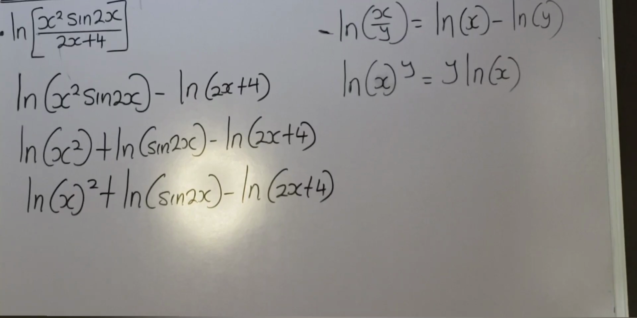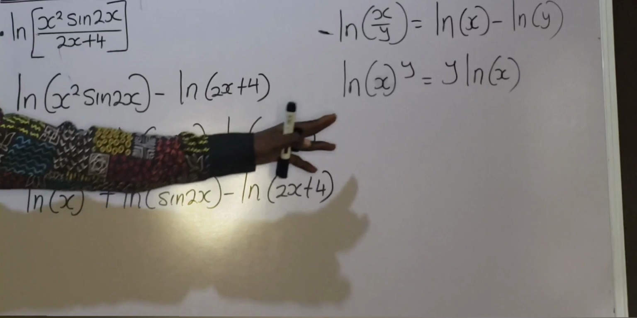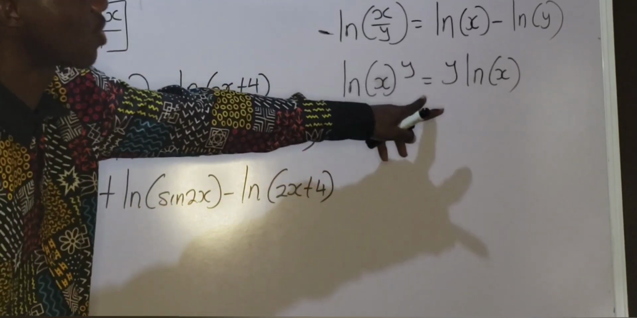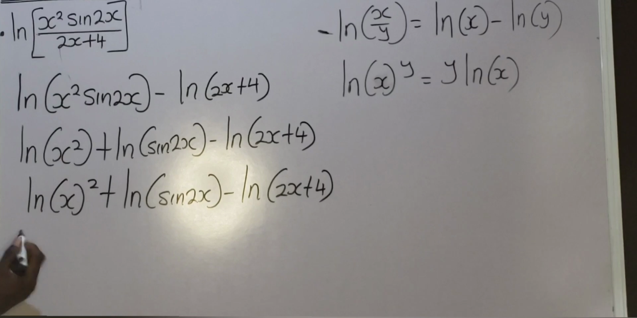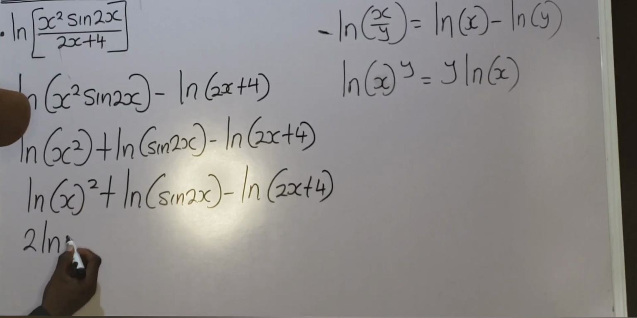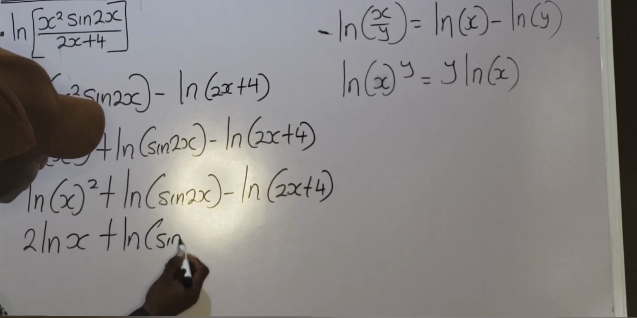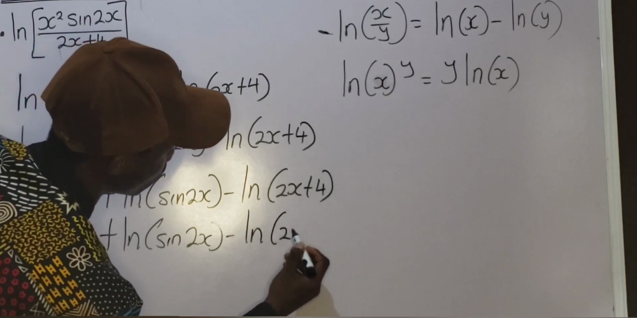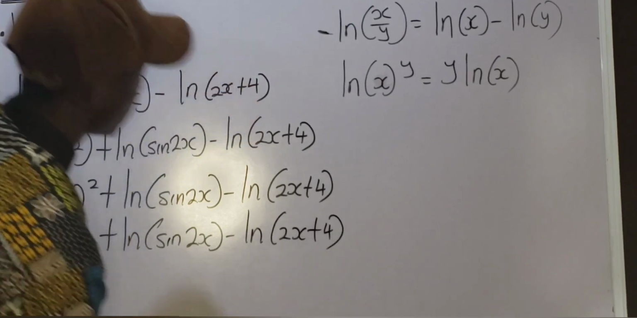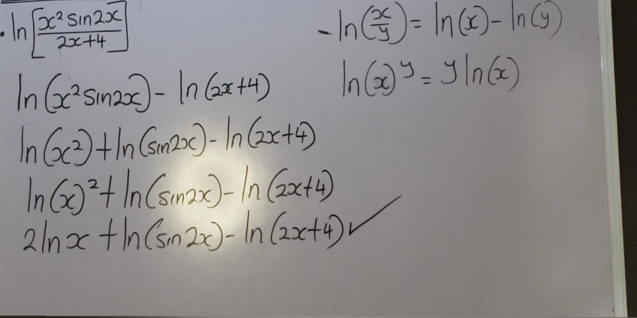So let us proceed. Now, according to the third law that we have here, the natural log of the number raised to the power is equal to the product of that power and the log. Is that not it? So I'm going to have ln x squared can be written as 2 ln x, plus ln sine 2x minus ln 2x plus 4. So this has been reduced. You understand? So this is the correct answer.